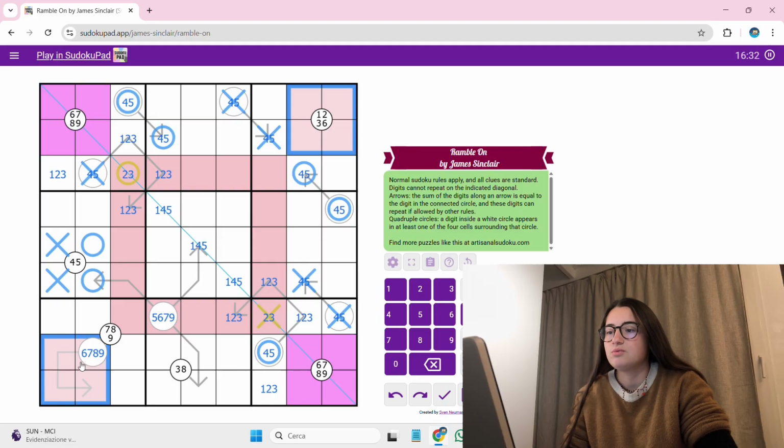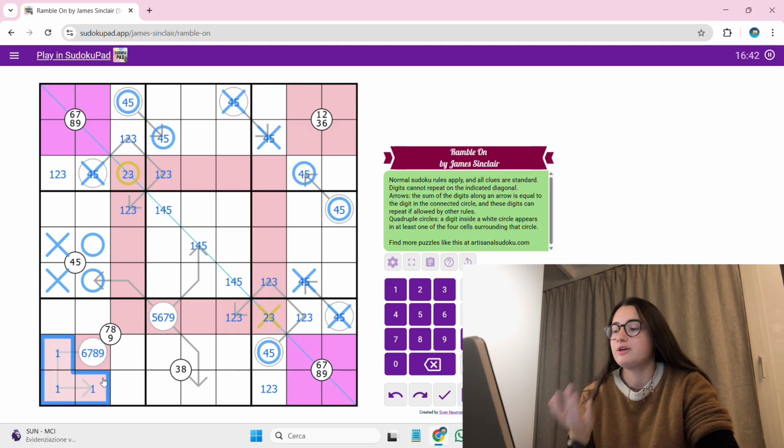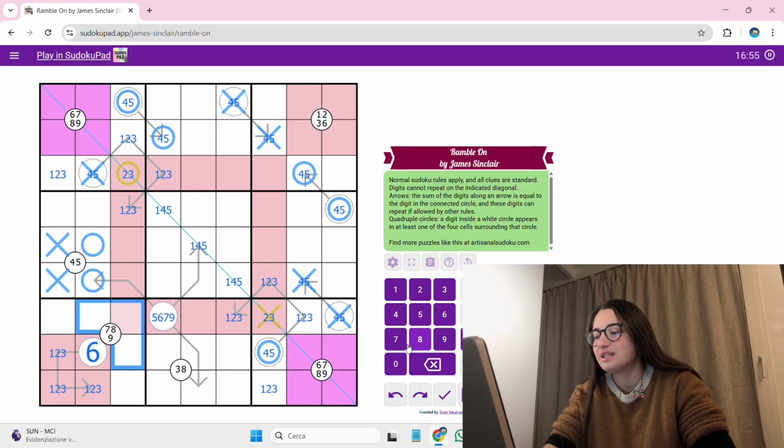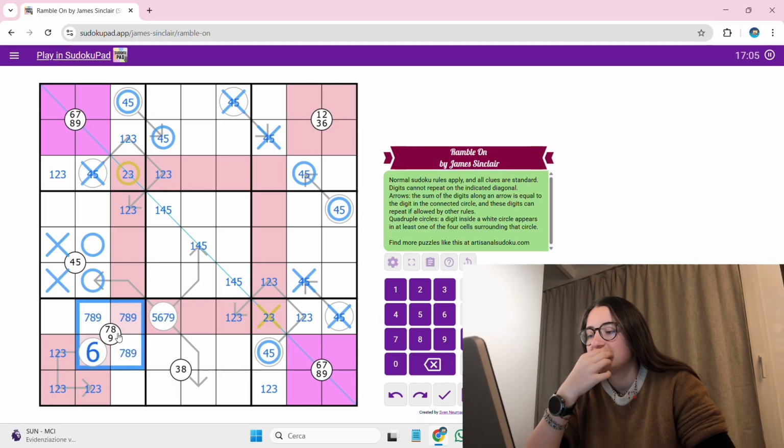This has 1, 2, 3, so this one must have 1, 2, 3 again, and it can't be in the circle, because they can't sum to each other. Therefore, they must be here 1, 2, 3, and they must sum to 6. I think. I hope. At least. I hope it has to sum to 6. So this 3 must be 7, 8, and 9. Because they have to be in the square around it. I think.